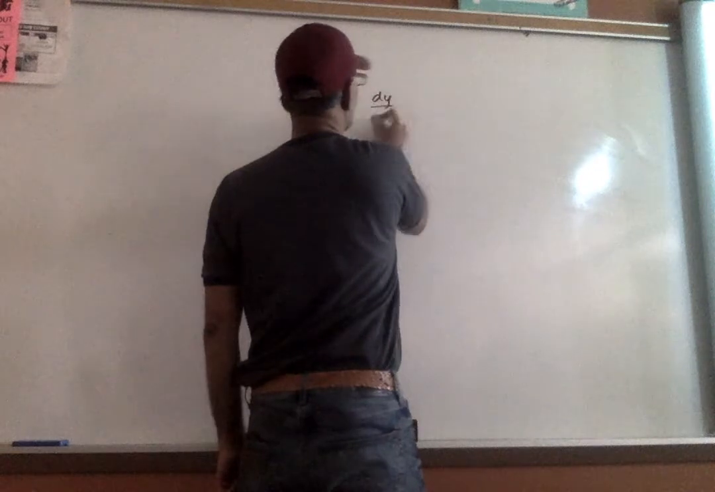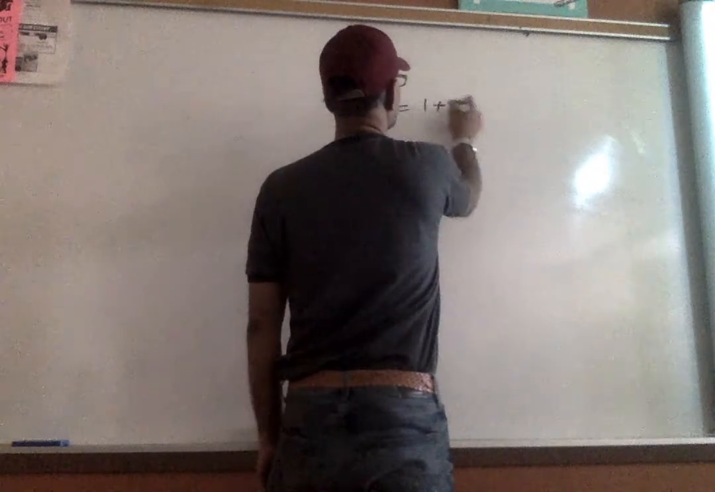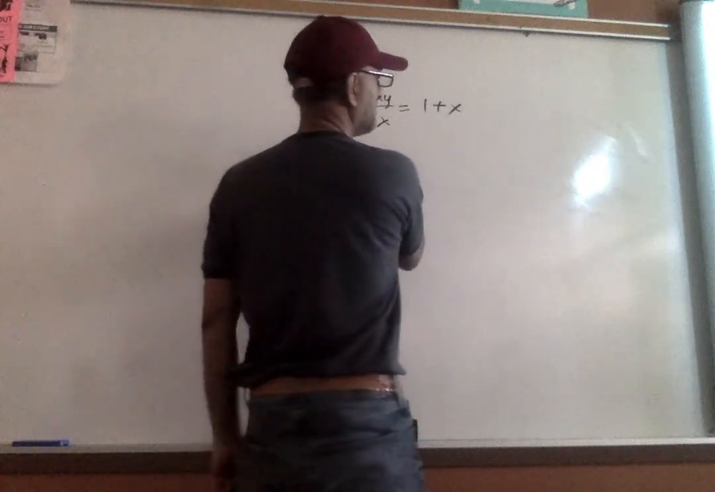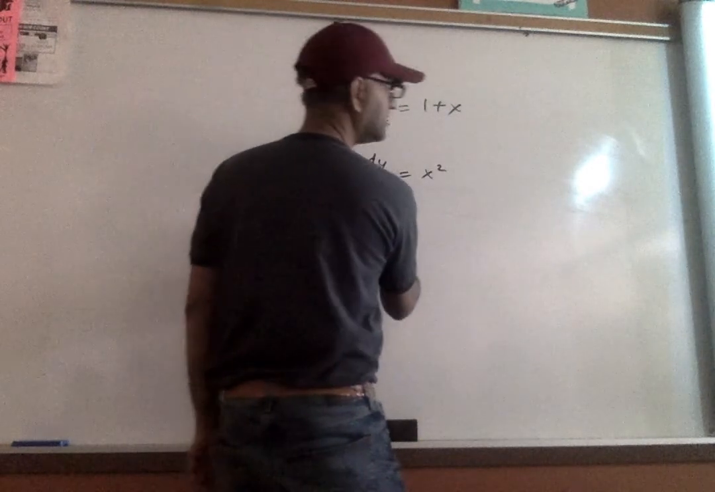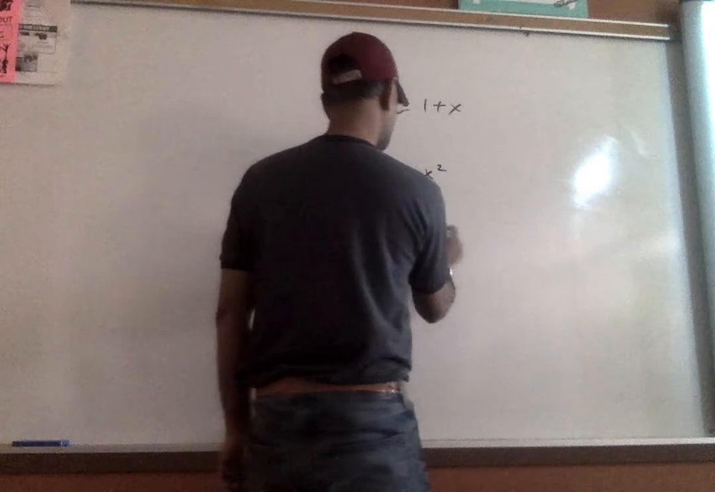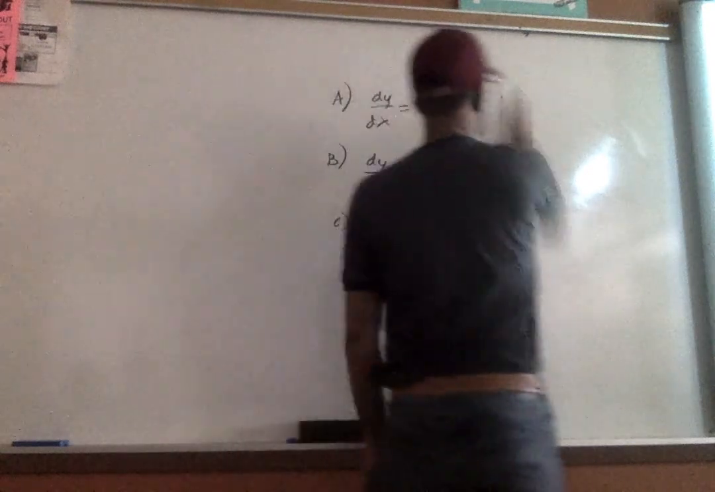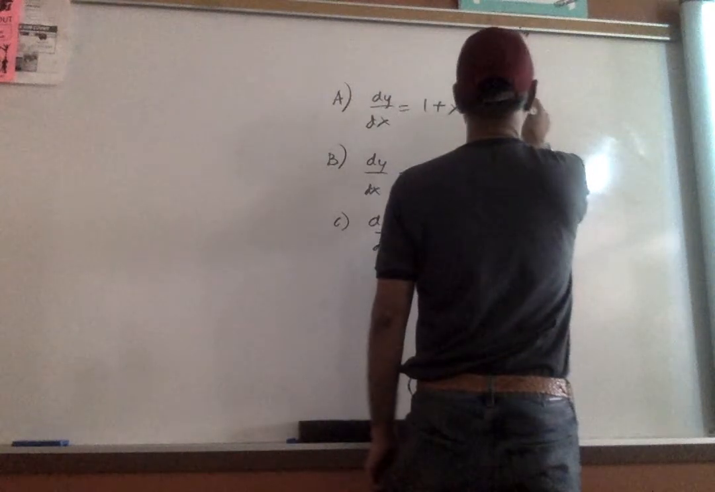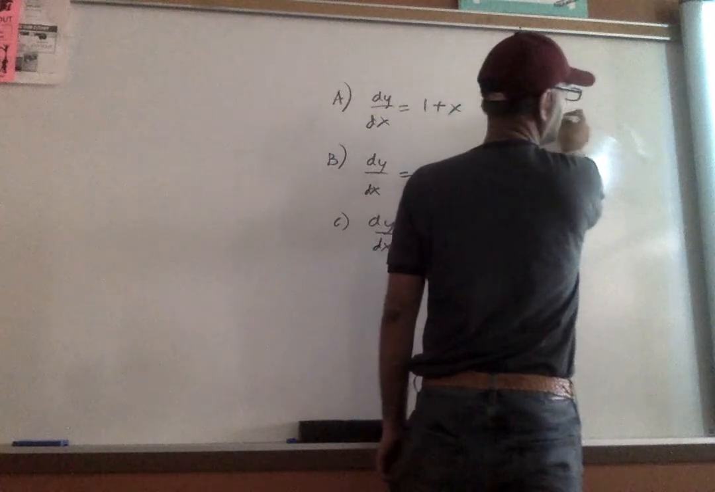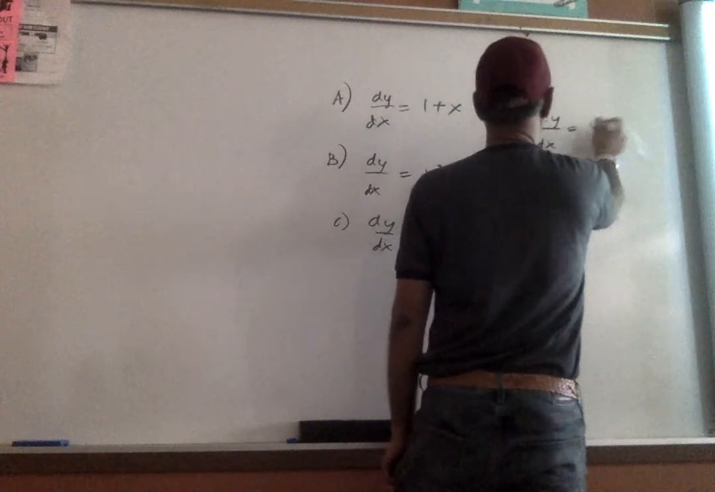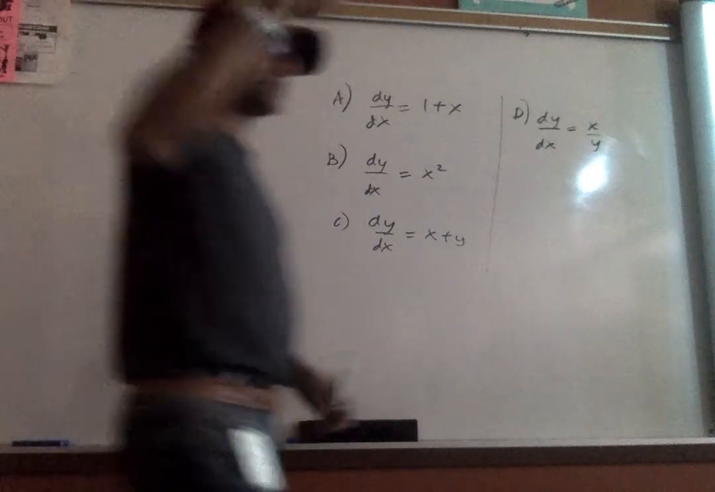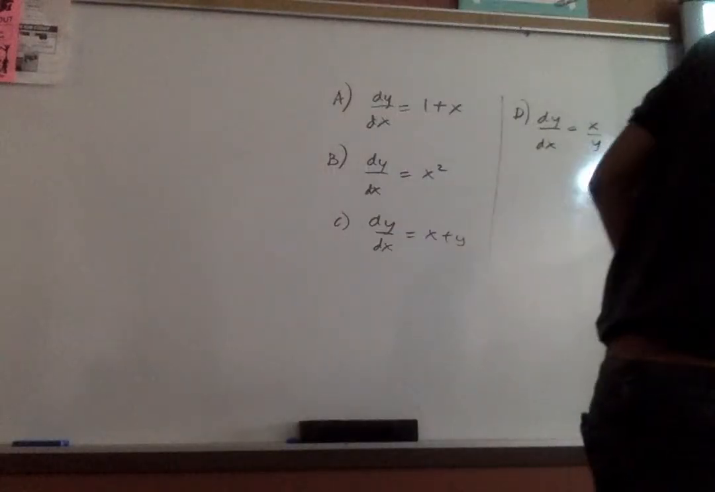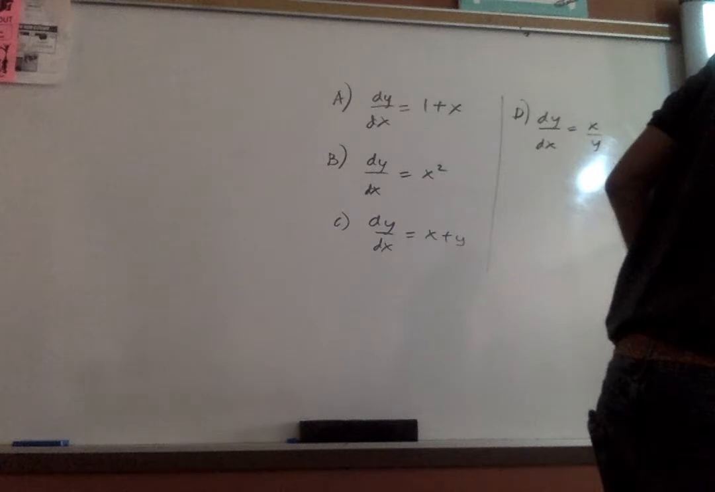A says dy over dx equals 1 plus x. B says dy over dx equals x squared. C, dy over dx equals x plus y. D is dy over dx equals x over y. So I'm showing you, now put your pencils down please, so you can direct your attention to the board.